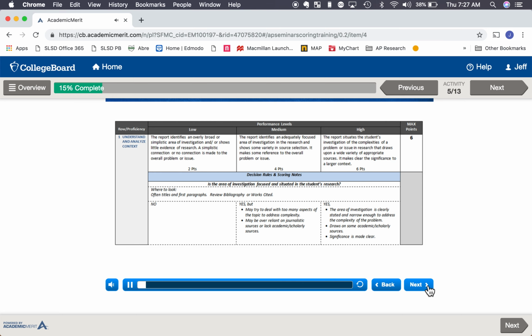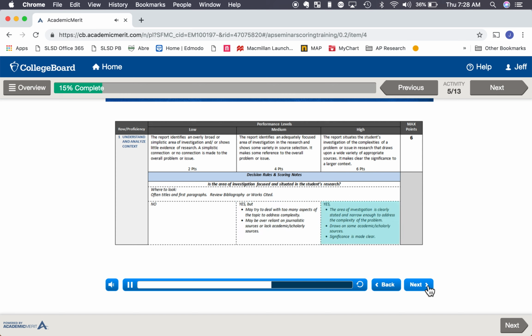So, to recap for row 1, the question to ask is: is the area of investigation focused and situated in the student's research? If the answer is no, it will score low, or 2 points. These responses are typically overly broad and general and show little evidence of research, drawing on poor quality sources. If the answer is yes, but it doesn't address the complexity of the issue, or lacks academic or scholarly sources, it will score medium, or 4 points.